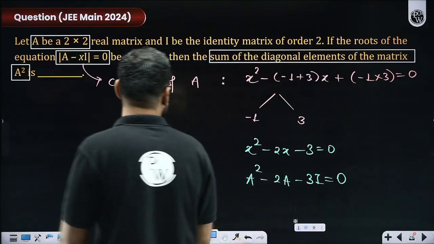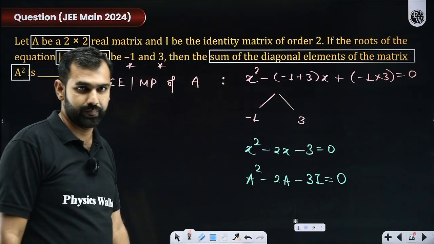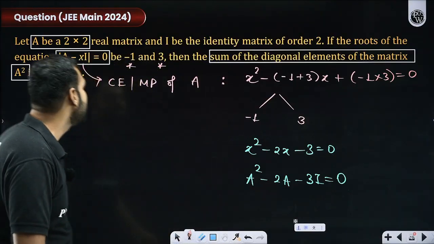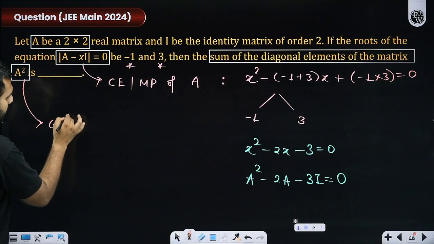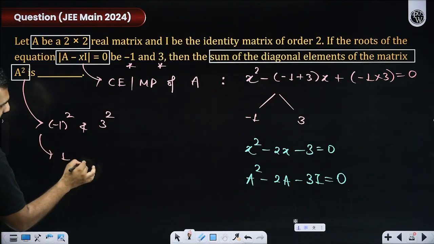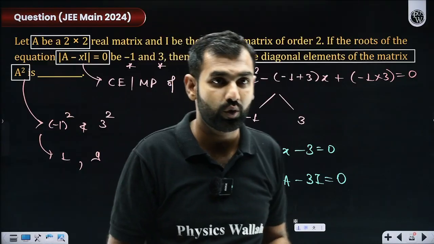So here I am asked the sum of the diagonal elements of A square. Sir, A square, if A has eigenvalues as -1 and 3, what is the property? A square will have its eigenvalues as -1 square and 3 square, yes or no? So -1 square is 1, 3 square is 9, yes or no? So the eigenvalues of A square will be 1 and 9, but that is not what we are asked.